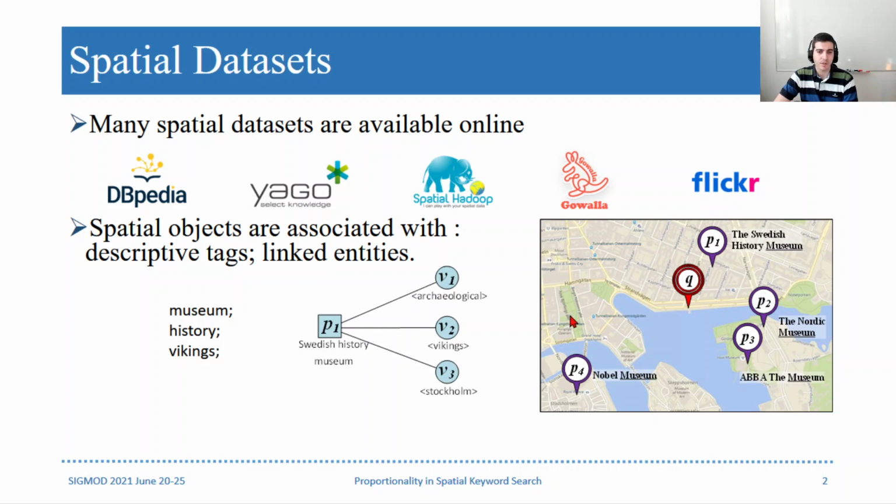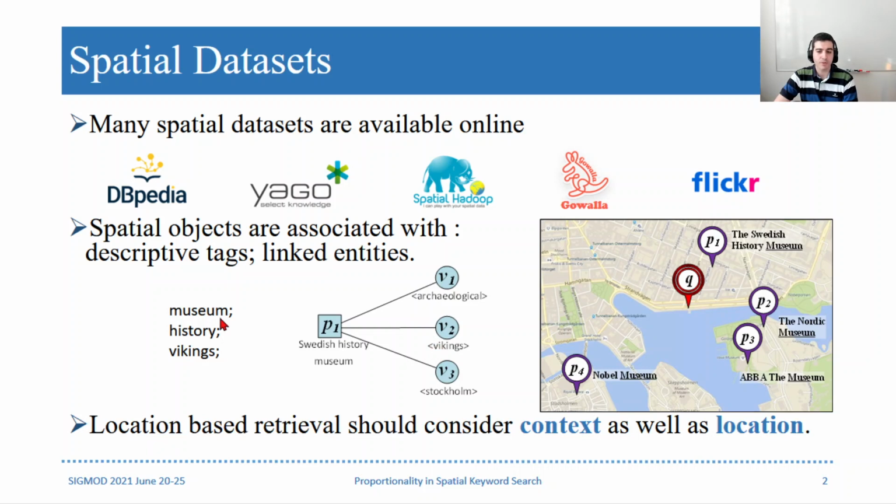For example, the object P1 is a museum in Stockholm with a location, seen on this map. It can be associated with a few keywords or be semantically connected to other objects. A spatial retrieval framework needs to take advantage of both the location and the context of these entities to produce useful results.